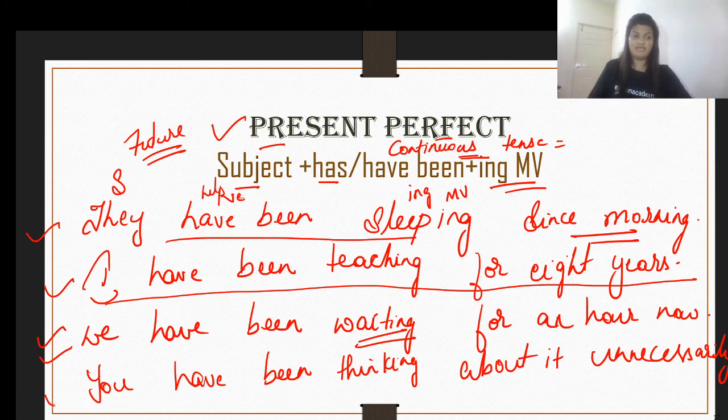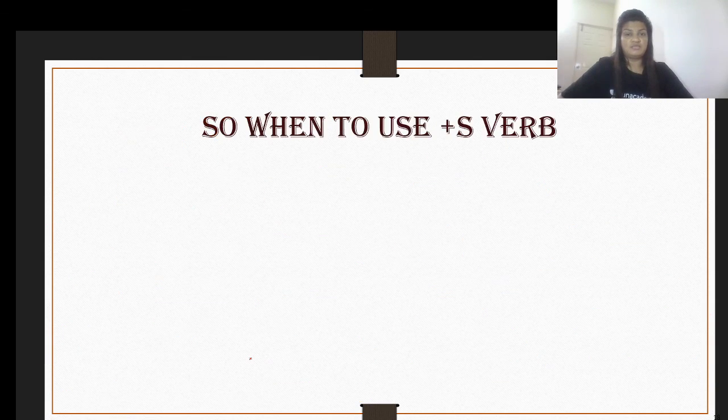The next one, with the subject you: you have been thinking about it unnecessarily. You've been thinking about it unnecessarily, which definitely means I started thinking way back in the past. I'm still thinking about it. Probably I will continue thinking about it in future as well, because the word thinking says the action is still in continuation and not ended. So this is our present perfect continuous.